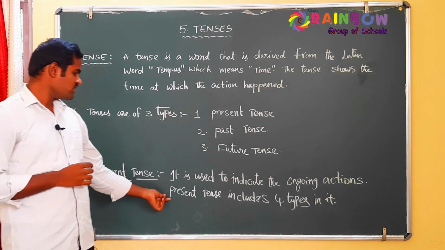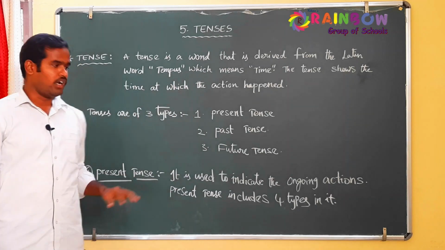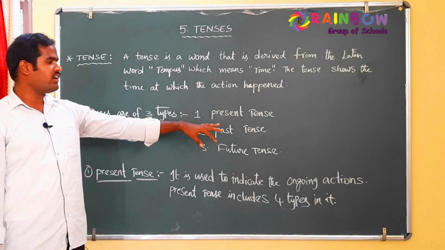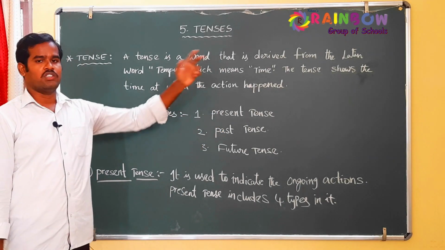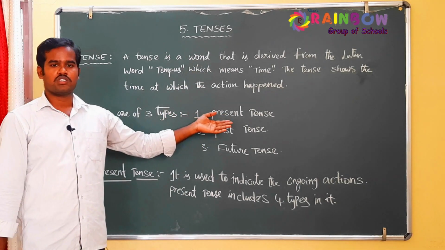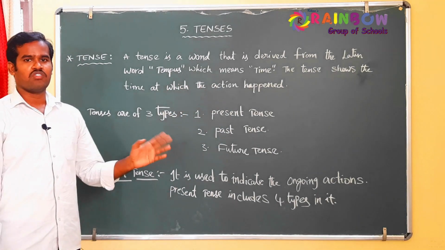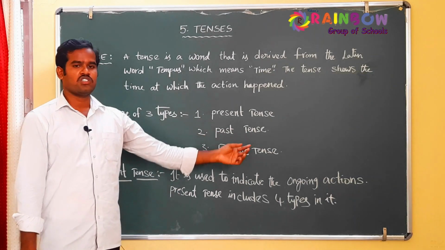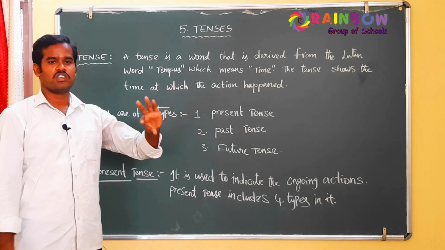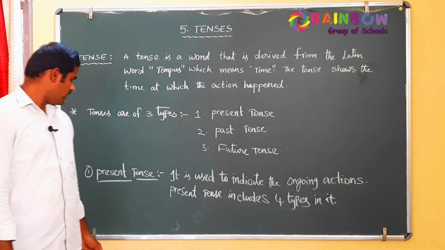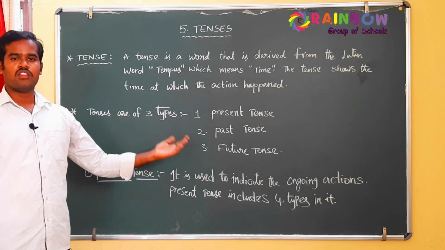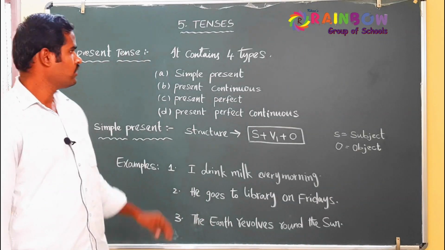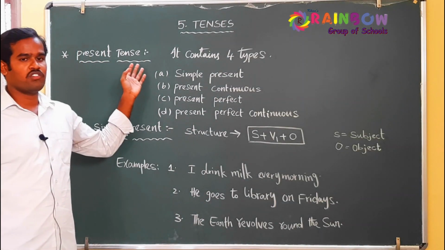Next, present tense includes four types. Not only present tense, all these three tenses are again divided into four types each. Namely, simple present, present continuous, present perfect, and present perfect continuous. And the four types of past tense are, you have to just replace the present with the past. But let us look into present tense in detail, and the four types of present tense also will be discussed now.